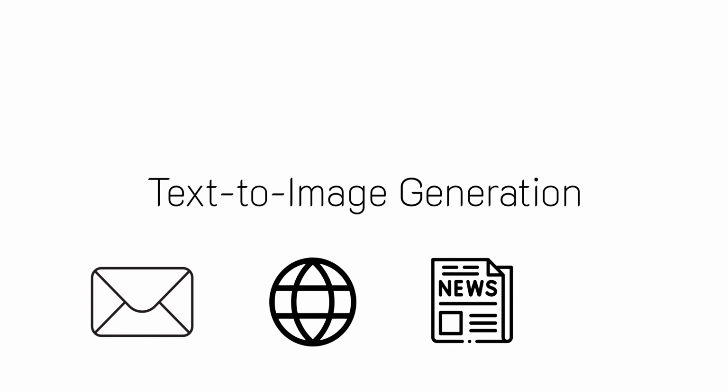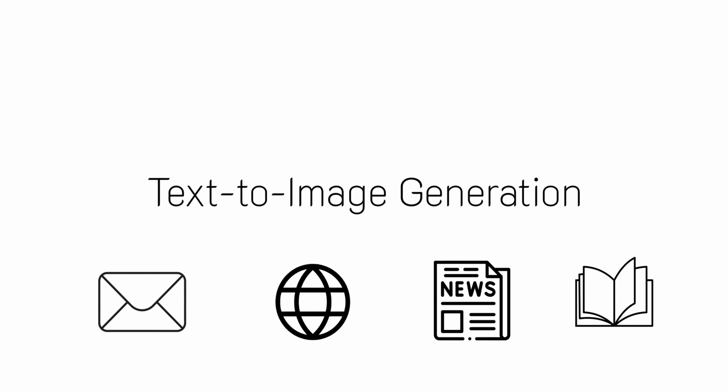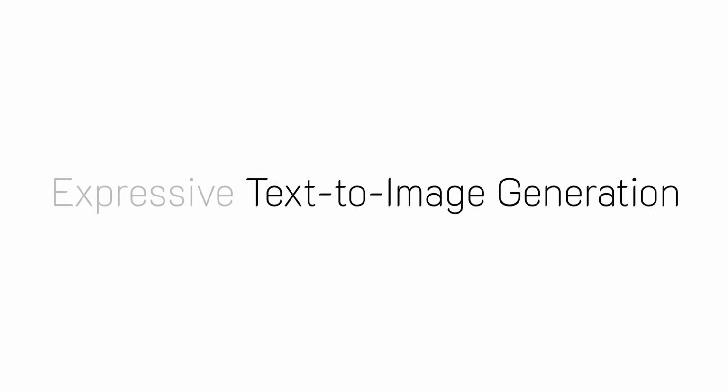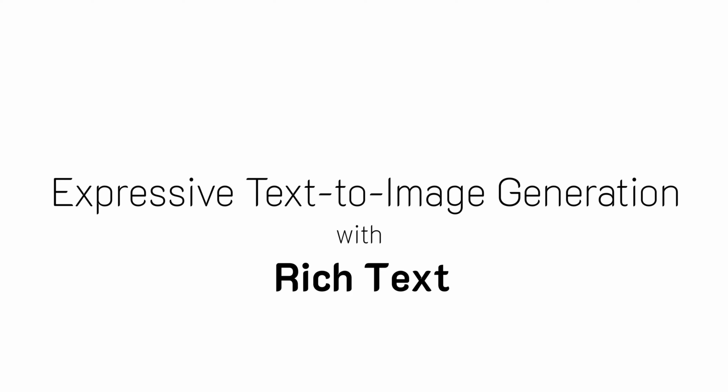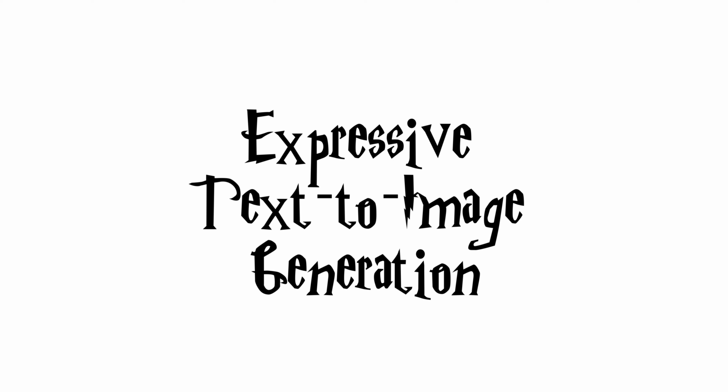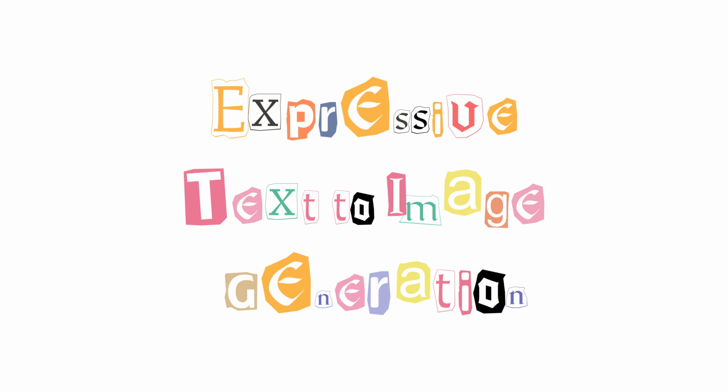In contrast, we communicate with each other with rich text on almost every other occasion, like emails, web pages, news, and books. In this work, we aim to enable expressive text-to-image generation with rich text. For example, the font styles express a specific vibe. This looks elegant. This looks playful. This looks spooky. And this is a ransom letter.